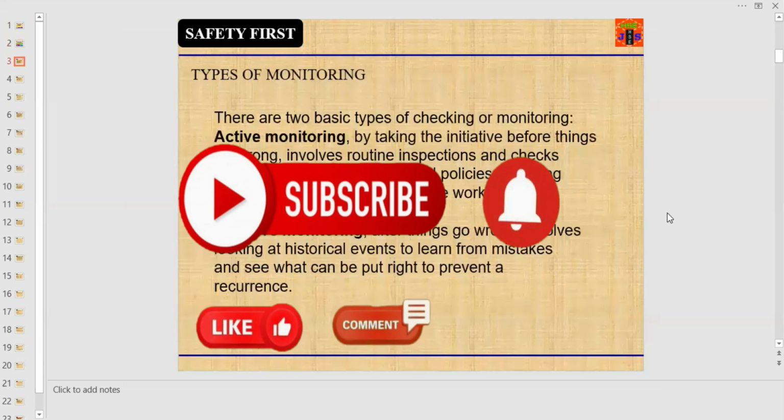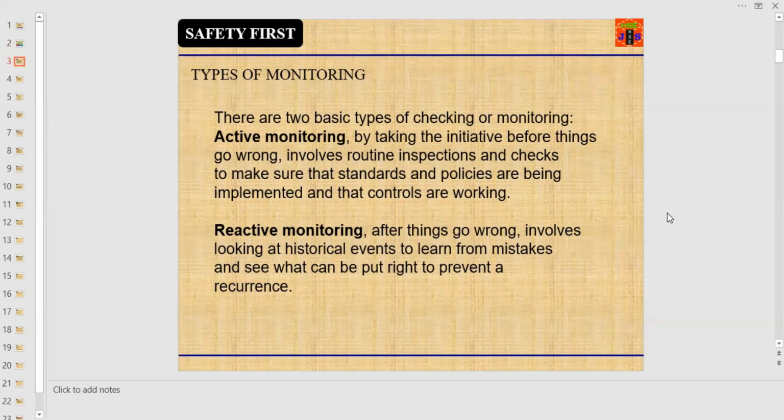Let us look at what the types of monitoring are. There are two basic types of checking or monitoring: active monitoring and reactive monitoring. First of all, we'll go through what is active monitoring. Active monitoring, by taking the initiative before things go wrong, involves routine inspections and checks to make sure that standards and policies are being implemented and that controls are working. What is reactive monitoring? Reactive monitoring, after things go wrong, involves looking at historical events to learn from mistakes and see what can be put right to prevent a reoccurrence.